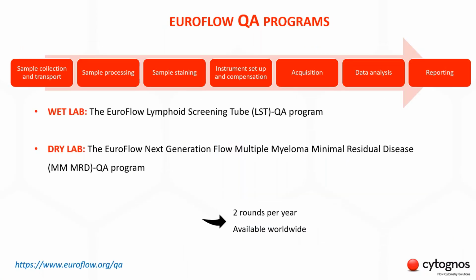Okay, so let me go back to the steps of the flow cytometry assay. And last but not least, EuroFlow runs 2 external quality assessment programs to certify the consistency and the reliability of results generated in the lab. So we have 2 QA programs, the LST QA and the MRD QA. The LST QA monitors the overall flow testing performance, including the sample preparation, the instrument setting, and the data acquisition. And in the case of the MRD QA, this program specifically targets the data analysis of the myeloma MRD assay.